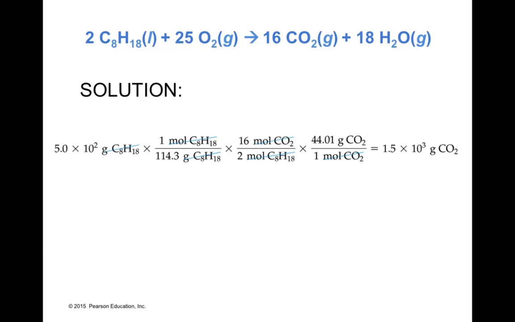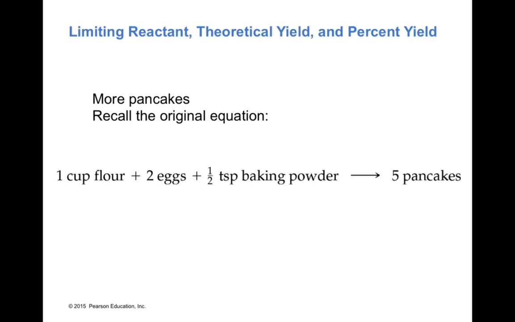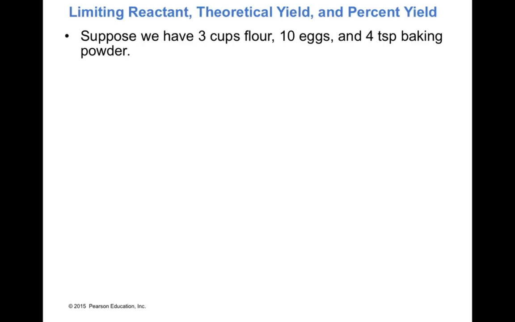Now let's talk about other concepts associated with this type of calculation: the limiting reactant, the theoretical yield, and the percent yield. Let's go back to the pancakes. Okay, let's recall that original equation. Remember that 1 cup of flour, when we mix that with 2 eggs and half a teaspoon of baking powder, we'll produce 5 pancakes. But let's say that we have 3 cups of flour, 10 eggs, and 4 teaspoons of baking powder. How many pancakes can we make?